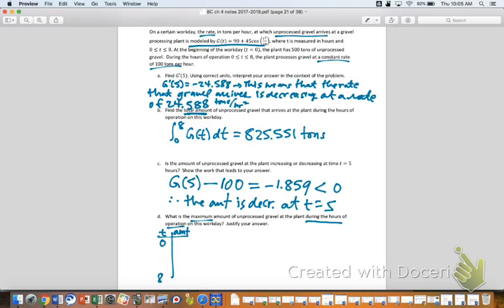So how would I figure out critical points? Yeah, I got to set the net rate equal to 0. So G of t minus 100 equals 0. How do you solve an equation like that? Please put it in your calculator. So we're finding critical points to go along with those endpoints to consider for our absolute maximum amount of gravel.